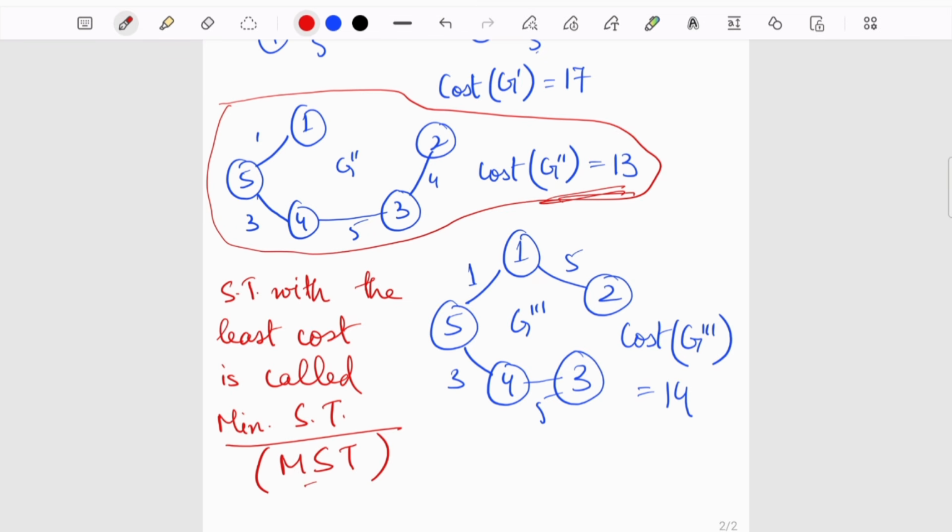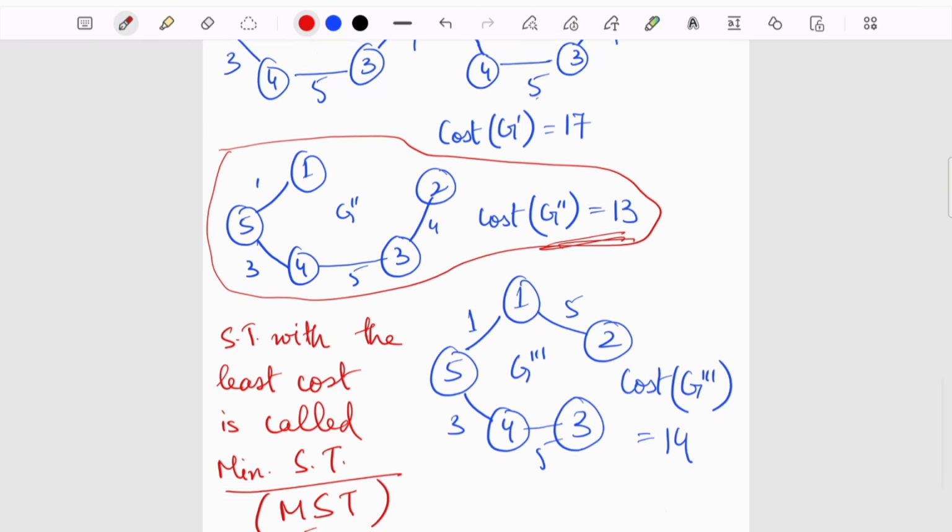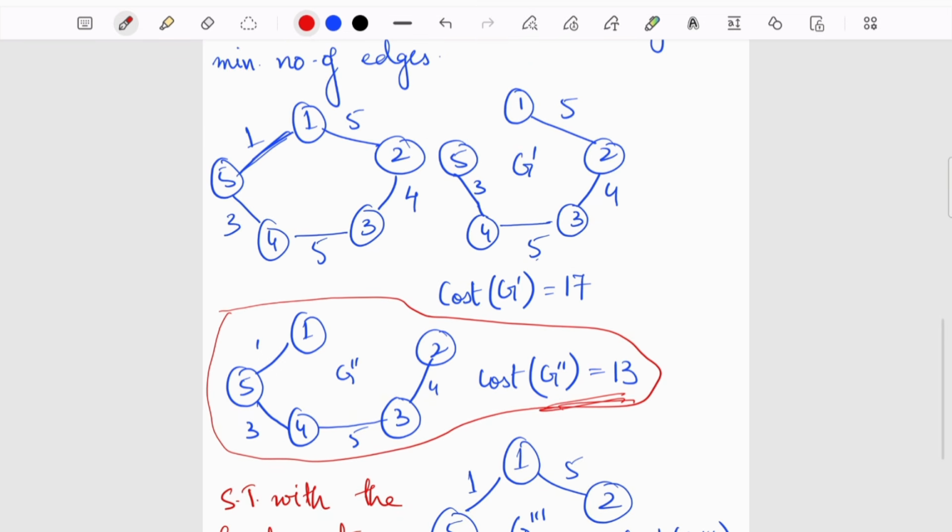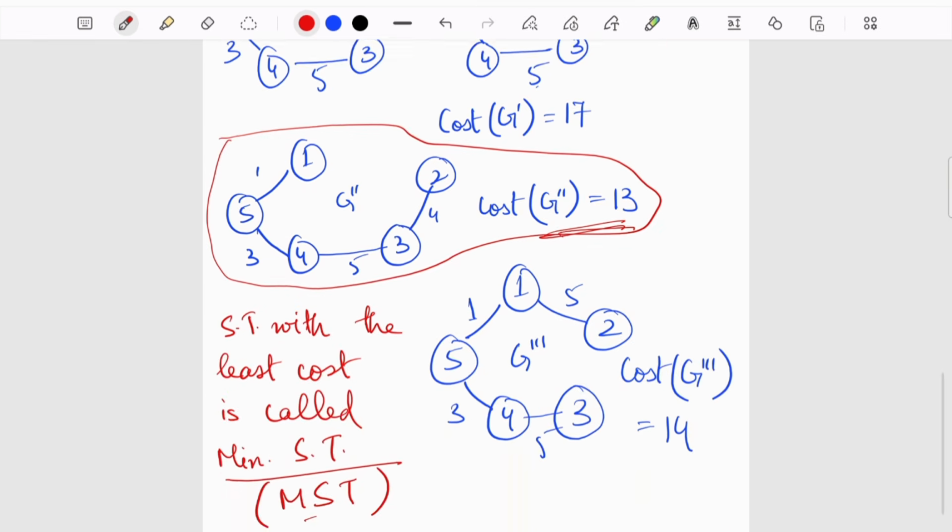You find out all the possible spanning trees of a graph and their associated costs. And then you say the spanning tree with the least cost is the MST. But see, in this example, the graph has only 5 edges. I could have drawn a few more possible spanning trees and shown you.